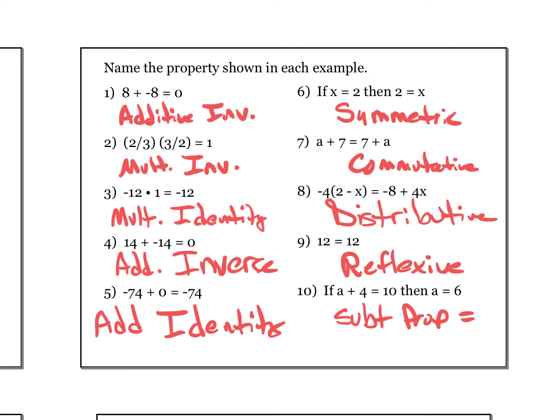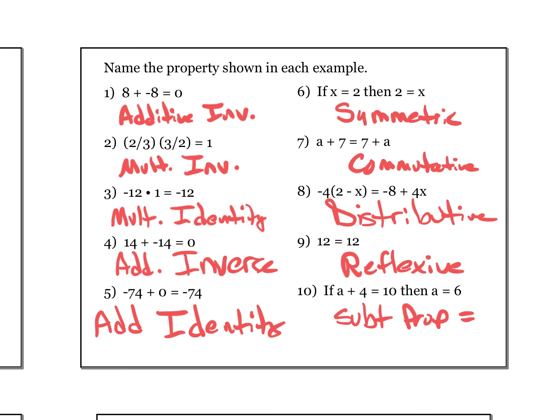Number 1, additive inverse, because you're adding a number's inverse. 2, multiplicative inverse, 2/3 and 3/2 are inverse. 3, multiplicative identity, multiplying by 1 keeps a number's identity. 4, additive inverse, 14 and -14 are inverses. And 5, additive identity, when you add 0, you keep a number's identity.